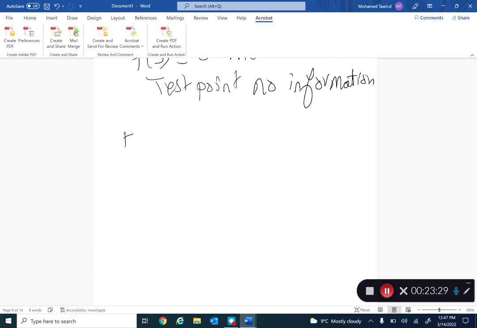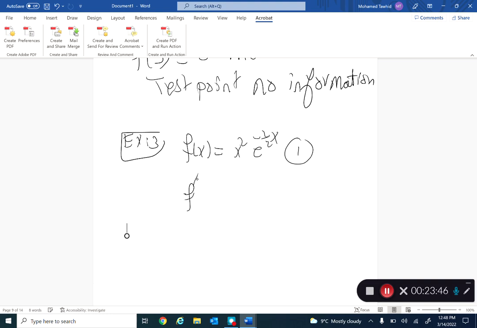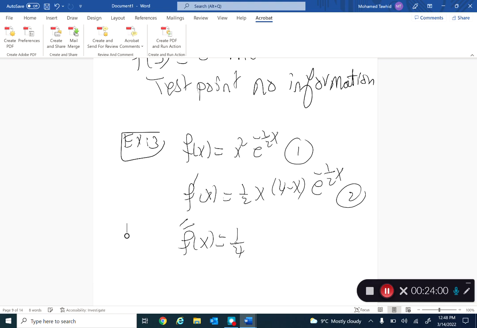All right, so let me give you another example here. Example number 3. I need to find and classify by using, what is your f of x? Your f of x here is x squared e to the power -1 over 2x. That is equation 1. Equation 2, you have f prime of x, which is 1 over 2 x (4 minus x) e to the power -1 over 2x. That is equation 2. The second derivative, equation 3, is 1 over 4 e to the power -1 over 2x, multiplied by (8 minus 8x plus x squared), and that is equation 3.